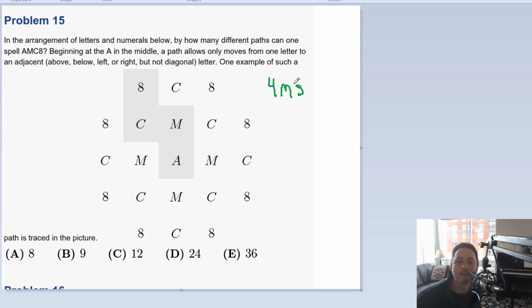And let's see if we can find some symmetry here. For every M, we have 3 C's. This M has 3 C's. This M has 3 C's. This M has 3 C's. This M has 3 C's, right? So then we have 3 C's. And from every C, we have 2 8s, right? From this C, we have 2 8s. From this C, we have 2 8s. There's a lot of symmetry going on in this question. So from every C, we have 2 8s.